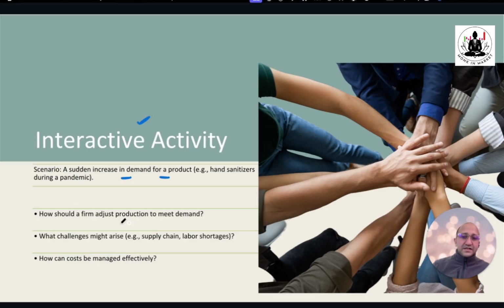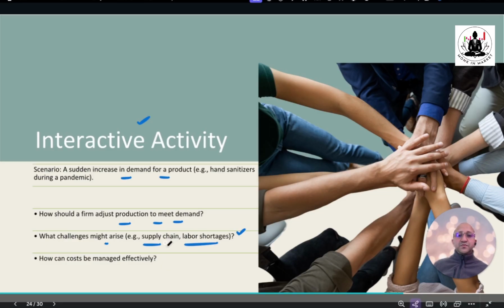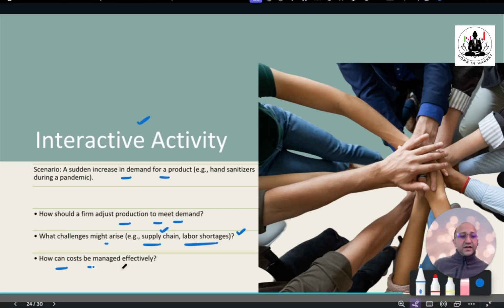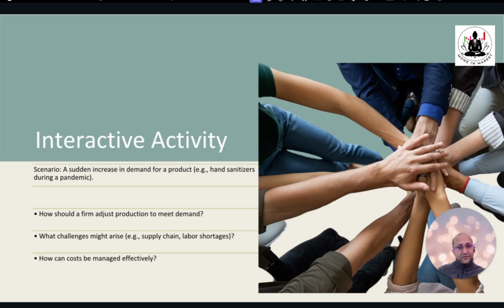How should a firm adjust the production and the demand? So this is a homework, guys. What are the challenges that arise in supply chain and labor shortages? Again, this is a homework, guys. Means supply chain, is e-commerce beneficial in supply chain? Again, it's a homework. Think why government is pushing e-commerce, why government is pushing online and digital presence everywhere, why government is doing that. So is this anything related to supply chain? Just think on this. How can we manage cost effectively? It's your homework, guys. I want you to think on this, and I want you to answer me afterwards.